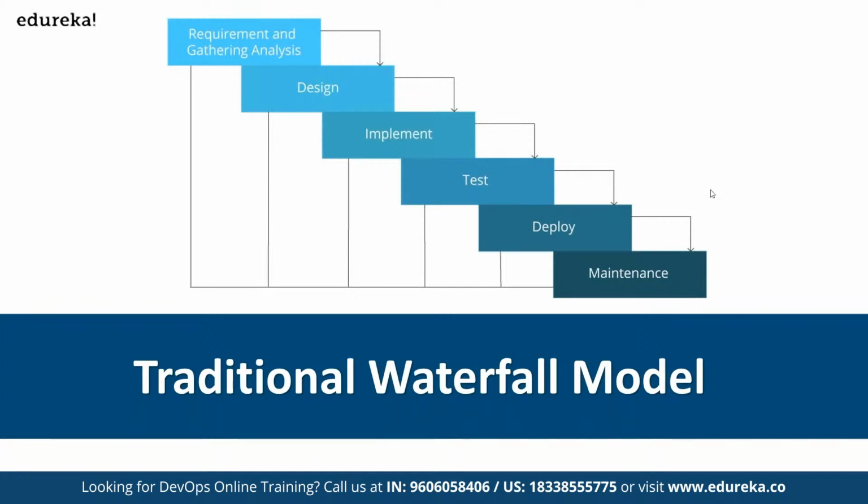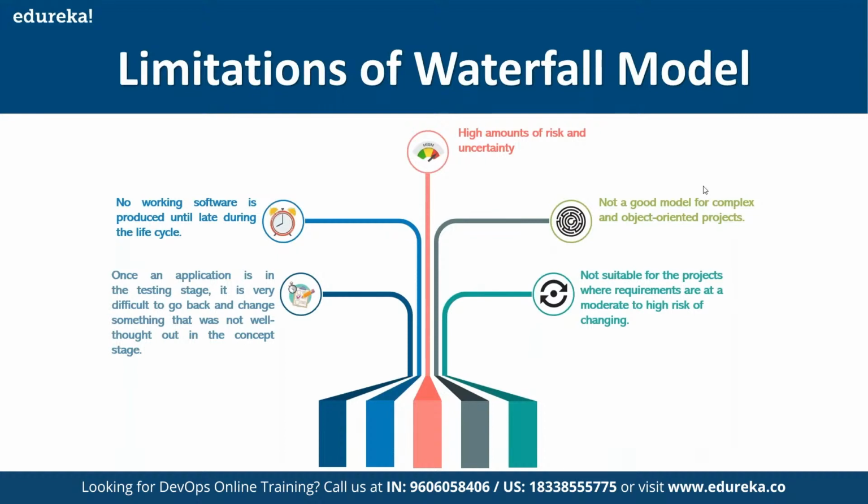How good the model looks, but this model used to have a lot of flaws and a lot of challenges. The first biggest drawback of the waterfall model was that customer involvement used to happen only at two stages. First, when the requirement is being given. Second, when the product is being delivered.